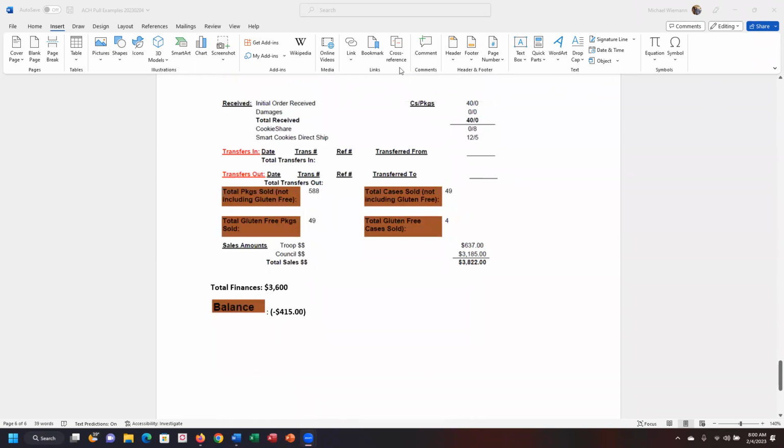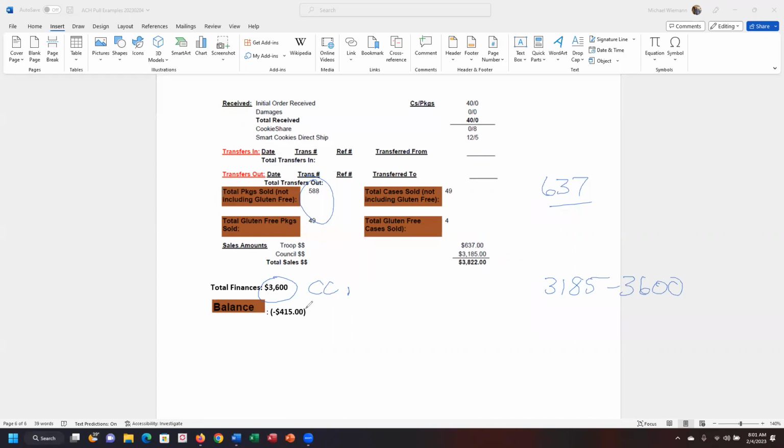Okay, so same deal in this example, 588 and 49. So this troop sold 637 packages in total between all of the initial orders, cookie shares, and any direct ships that were out there. So this particular troop has already collected in credit card receipts $3,600. If you take 3,185 minus 3,600, which is the amount that was already collected, so in this case, 600 of the packages, if you take 600 times 6, is $3,600. That's already been collected on your behalf.